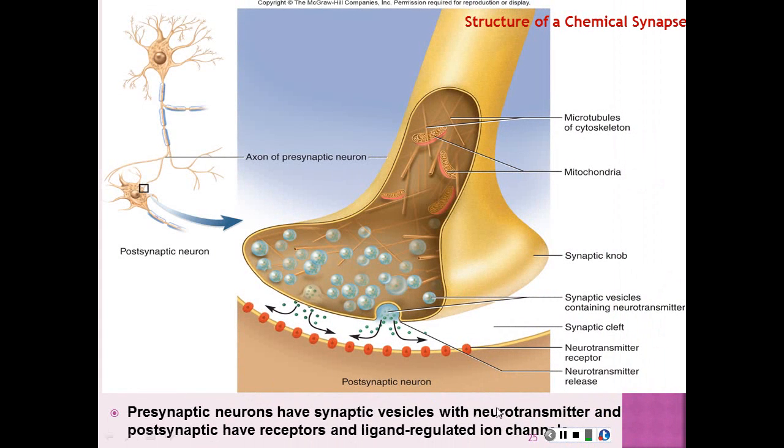So here in this diagram, the structure of the chemical synapse. Here we have the axon. At the bottom here is our synaptic knob, which will be our presynaptic neuron, and down here we'll have our postsynaptic neuron. And this gap between the two is that synaptic cleft. Here are the synaptic vesicles containing the neurotransmitters, and here are the receptors for these neurotransmitters, right on the membrane of the postsynaptic neuron.